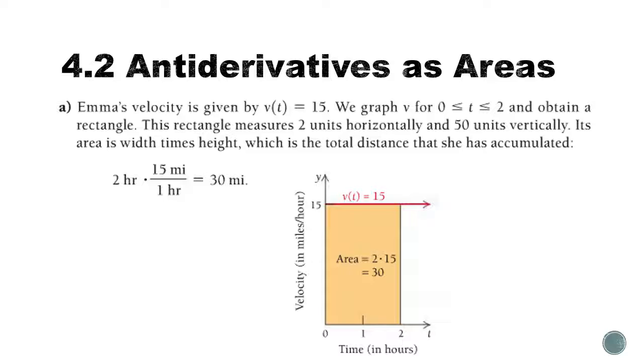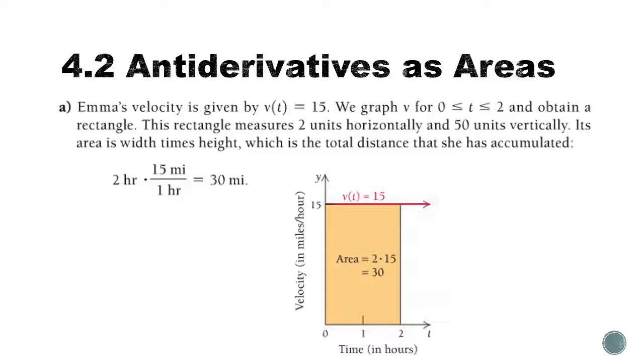We're going to look at velocity as a function. V of t equals 15, and it's constant. We're going to graph it. It would just be a horizontal line. Okay, so you see that here. You see the line where y equals 15. And we're going to graph it for the x values from 0 to 2. And you see we've cut it off at 2.